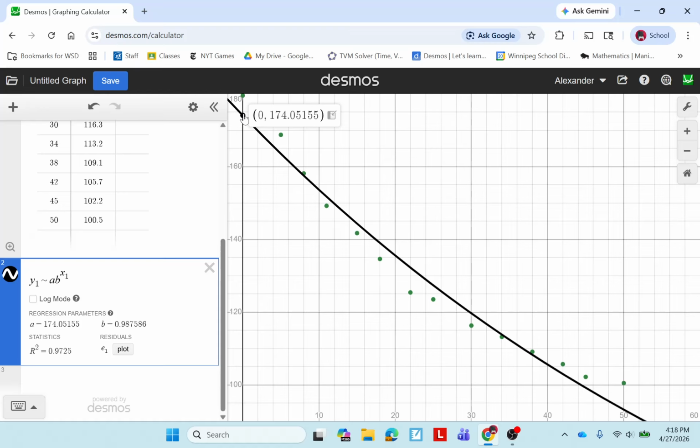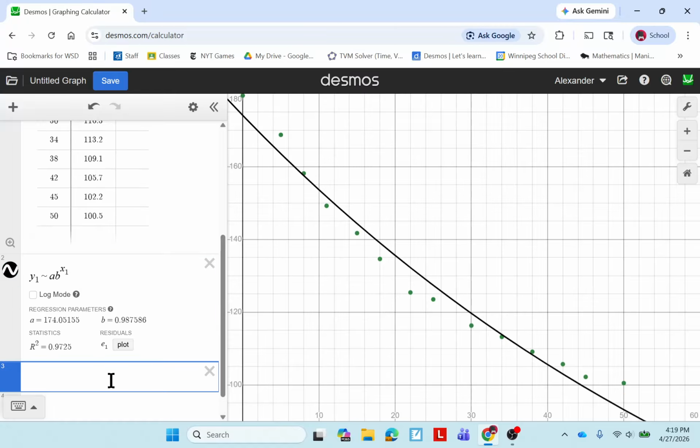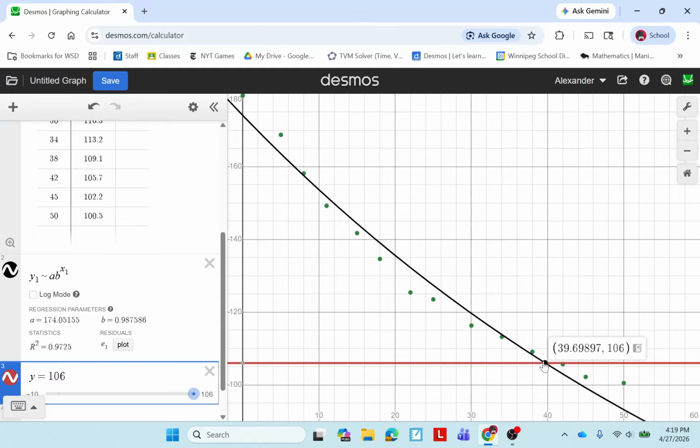Part D says, using your exponential regression, when is the temperature of the coffee 106 degrees? Because we're given the temperature number, and temperature is my y values, on a new line I'm going to write y equals 106. We're going to find what the x value is just by clicking on that intersection point. So when is the temperature 106 degrees? It's going to be after 39.70 minutes. I'm going to switch back here to the notes just so that you can take a look.